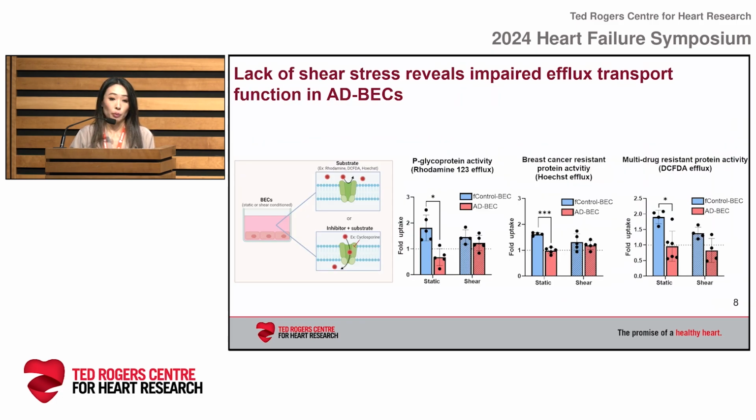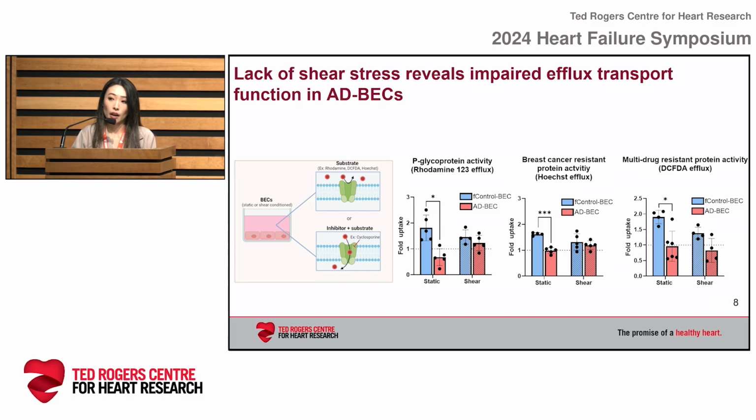So one of the first functions that we were interested in investigating was efflux transport function, as this is a critical mechanism in the line of defense against potentially harmful xenobiotics and toxins. So in the schematic on the left, after shear or static conditioning, we evaluated the efflux transport of three transporters: P-glycoprotein, breast cancer-resistant protein, and multi-drug-resistant protein, using receptor inhibition assays, in which barriers were pre-treated with a small molecule inhibitor for one of the three transporters, followed by treatment with their respective substrate. So what's reported on the graphs is fold uptake of the substrates compared to groups which did not receive the inhibitor, i.e., if transport was functional, we should see an increase in substrate uptake.